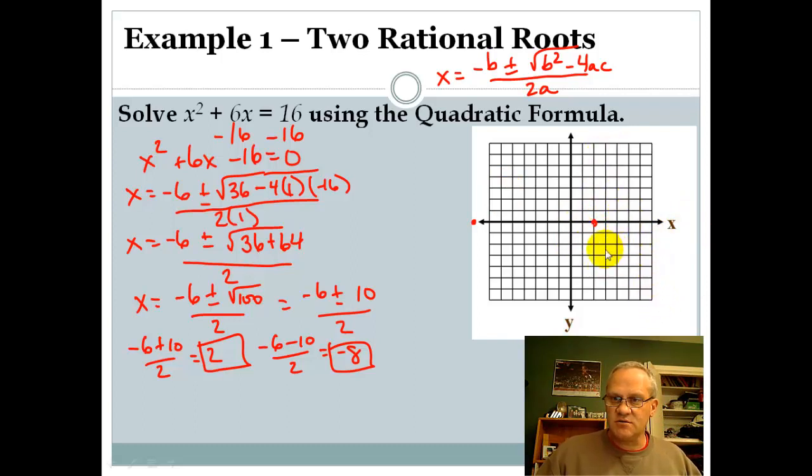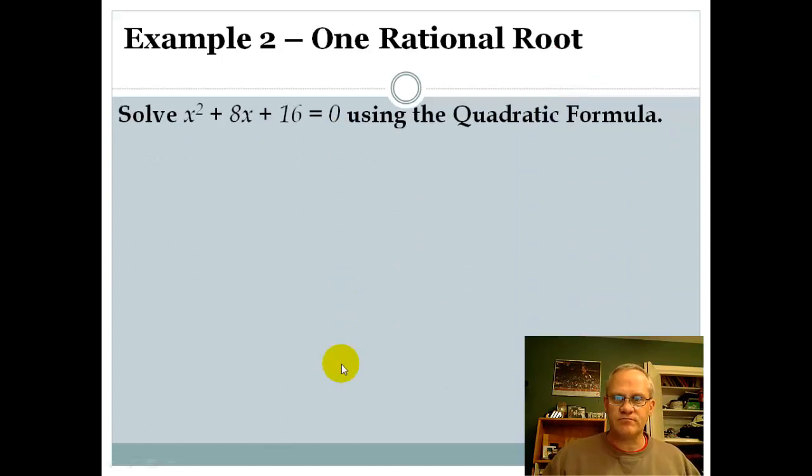So basically here, just to give you a general idea what this graph would look like, it might be something like this. Okay. So it's going to look something like that. It's going to go way down off the chart here. But basically, it's going to be that U shape, and it's going to go through 2 and -8. That'll look something like that. But our solutions are 2 and -8. Okay? Next one.